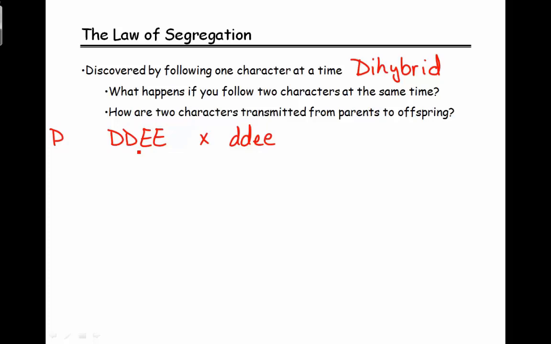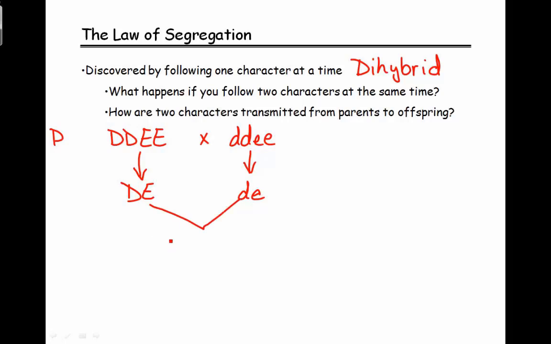If this parent here is going to undergo meiosis and produce gametes, those gametes are going to be haploid. So those gametes are always going to have one capital D in them, and we know it's always going to be a capital D because that's the only option. As far as the E gene is concerned, we will always have a capital E there. That is the only type of gamete from that parent. The other parent, if it undergoes meiosis, is going to pass on a lowercase d and a lowercase e. No other possibility there.